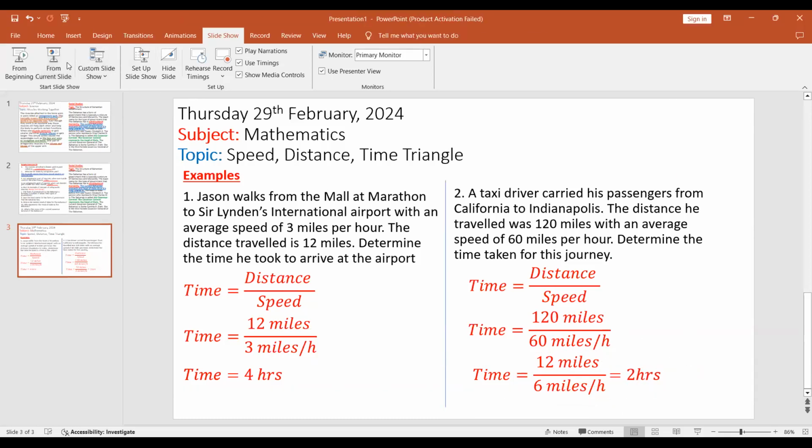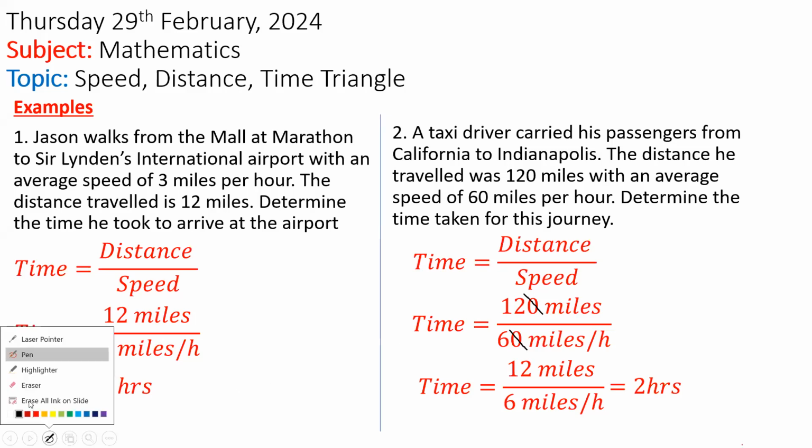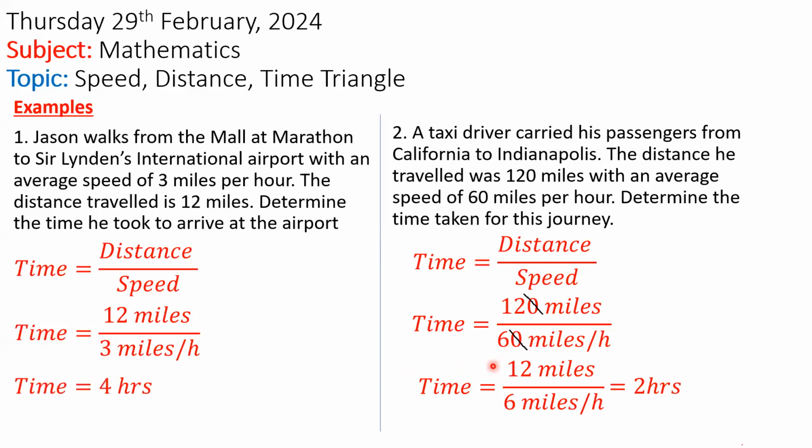Let me show you what we did. We canceled out this 0 with that 0, and we are left with 12 over 6. And 12 over 6 is 2 hours. So that's how we get that. I know we had the extra step of canceling, but do you all understand? Yes, sir.